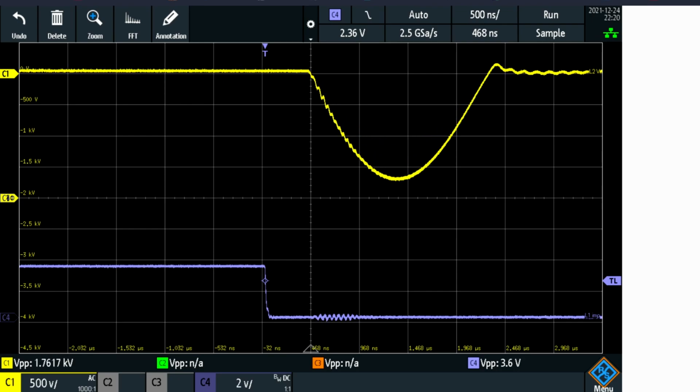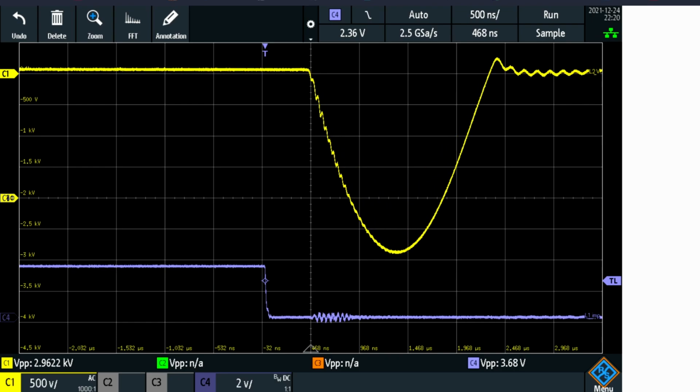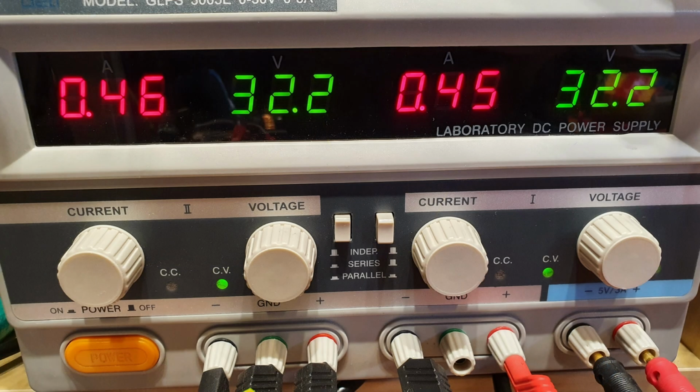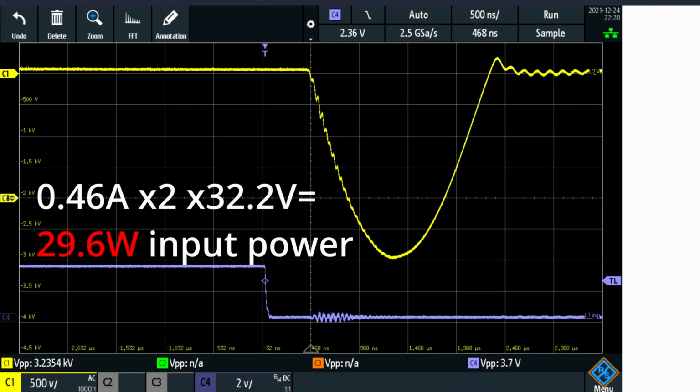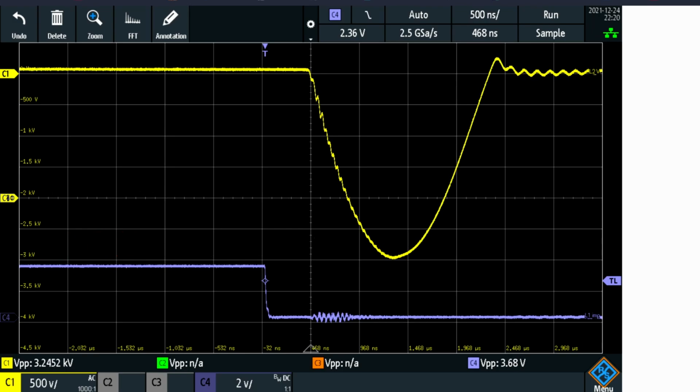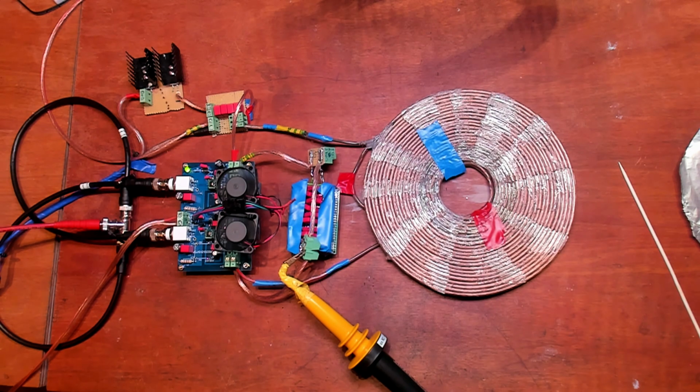I'm going to push up the power supply to its maximum. Now again, I've got minus 3000 volts, but the power now is increased to 0.46 amps at 2 times 32.2 volts, which is, of course, a lot more energy going into that impulse at the same frequency. And now I've got enough power to lift the aluminum foil.